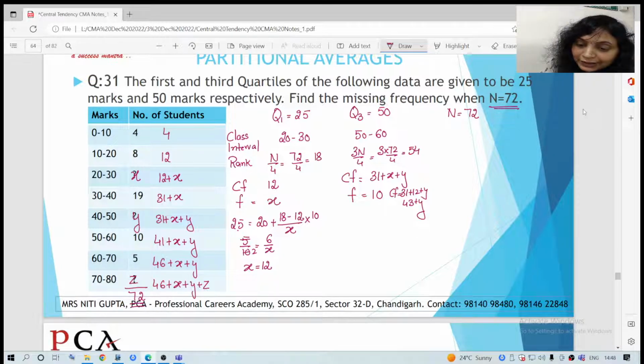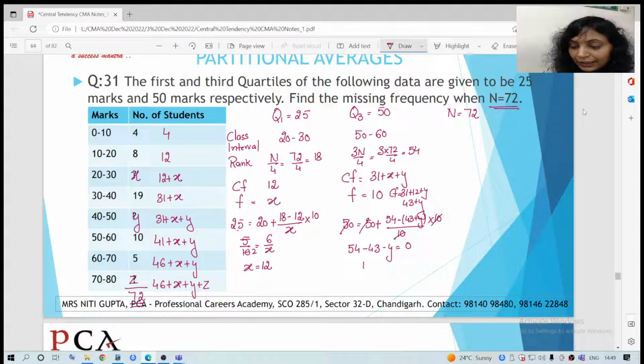So now Q3 is 50. Lower limit is 50 plus (rank is 54 minus CF 43 plus y) upon frequency is 10 and class interval is 10. So this is cancelled, 50 cancelled. So 54 minus 43 minus y equals 0. 11 minus y equals 0. Y is equal to 11.